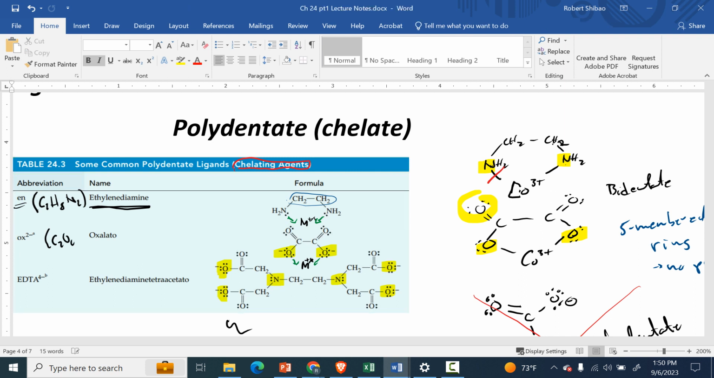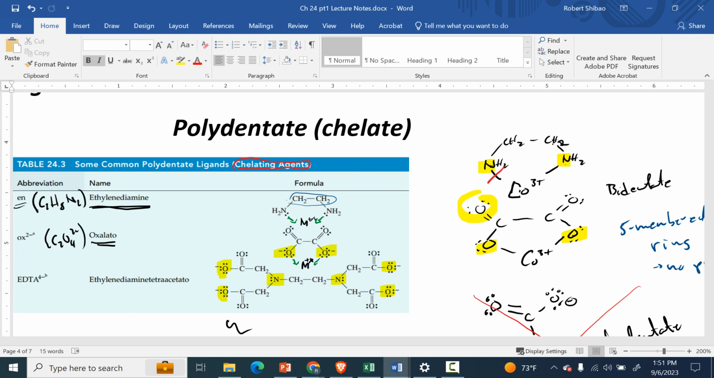So oxalate, C2O4 2-. Some people would rather just write OX, and it's easier. However, in the name, we have to know how to spell it, because in the name, we write this. In the formula, we could either use C2O4 2-, or we could use OX 2-. In the name, we have to spell ethylene diamine.